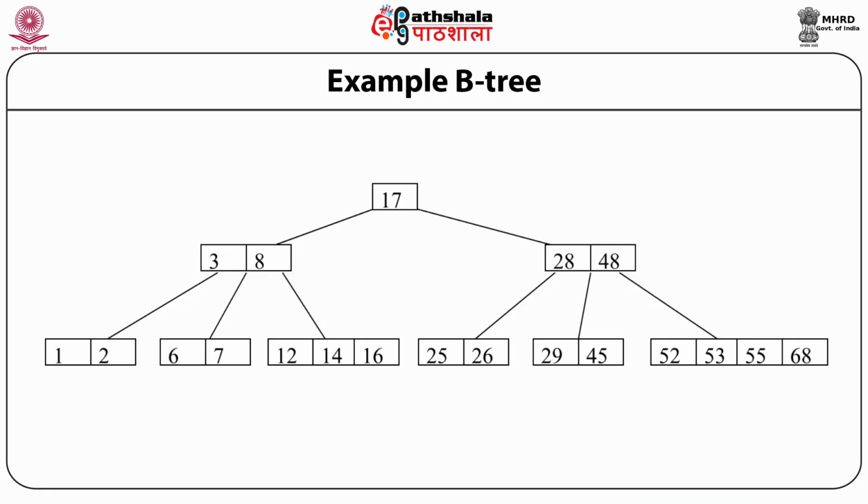Then to the left of 28 we have values 25 and 26, and to the right of it we have 29 and 45. 29 and 45 are placed to the left of 48 as they are smaller than 48, and 52, 53, 55 and 68, which are bigger than 48, are placed to the right-hand side of 48. The maximum number of children any node can have in this tree is 4. That means this is an order 4 tree.